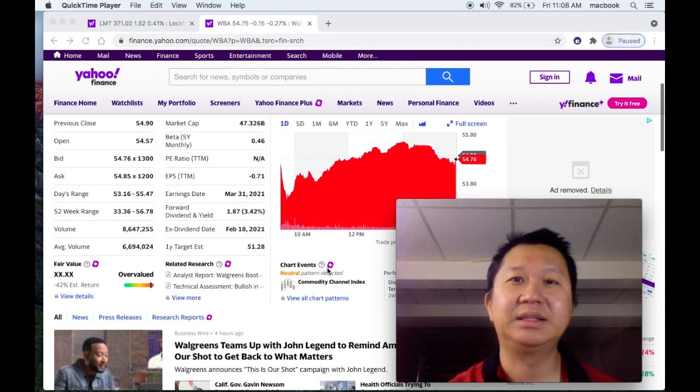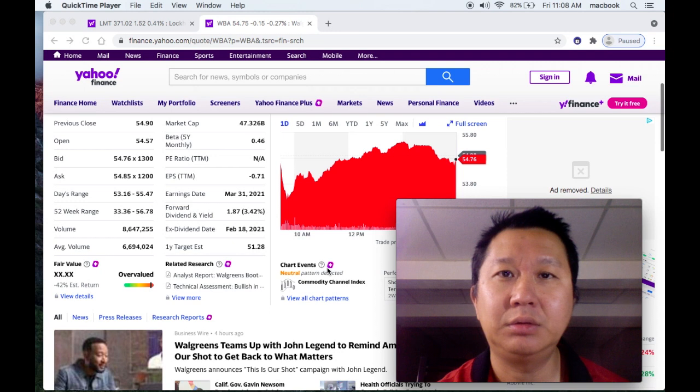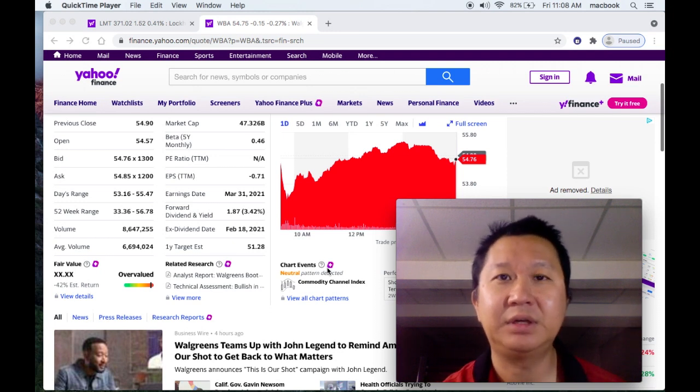Hey everybody, this is Nia, and today I wanted to share with you the dividend payments that I received in my stock portfolio in the month of March. And the two companies that I have are Lockheed Martin and Walgreens Boots Alliance.